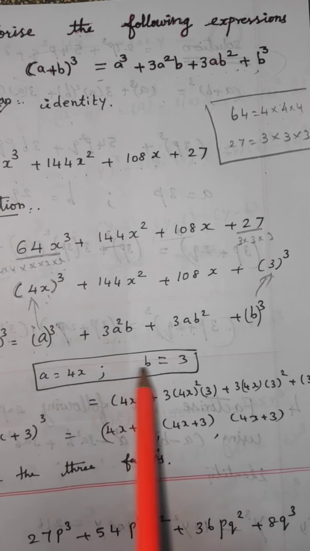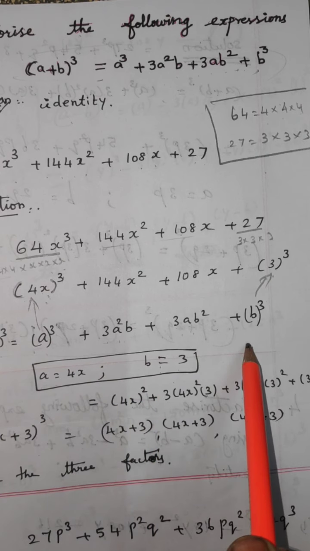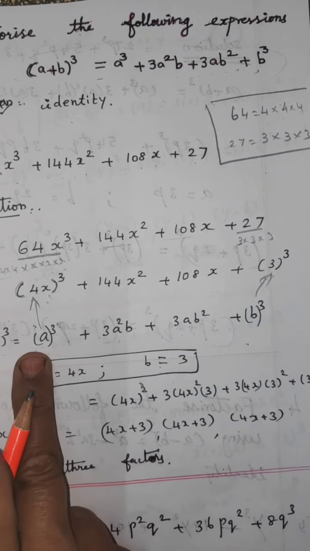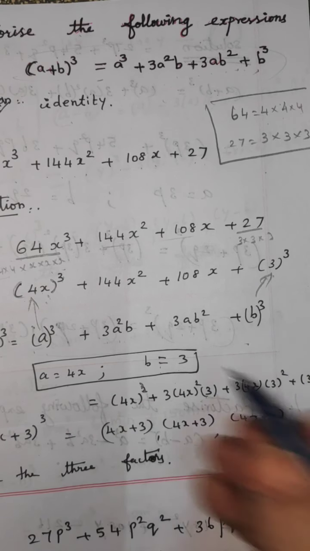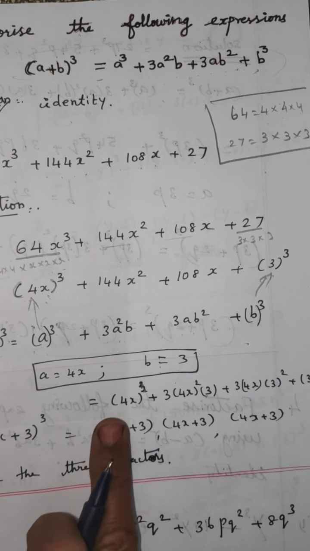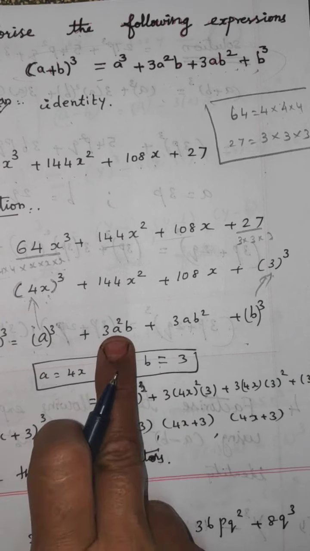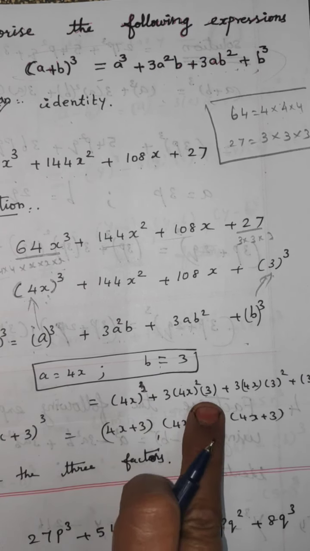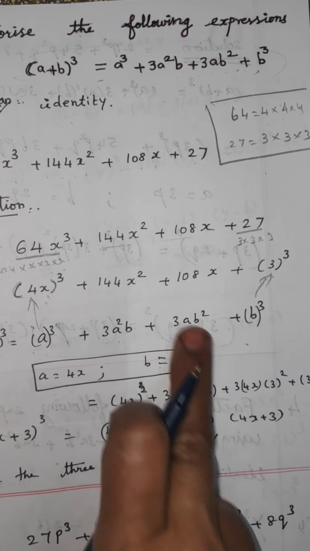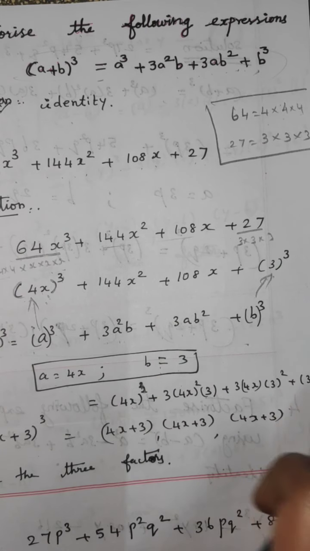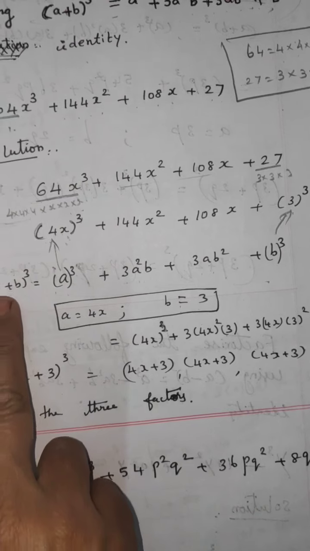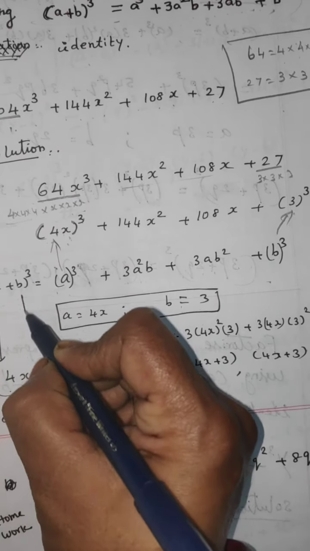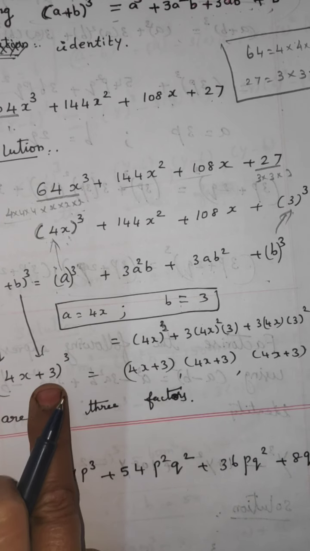Now substitute these two values in that formula. So 4x whole cube, for a you write 4x, 4x cube plus 3 into a squared, 4x whole squared, into b which is 3, plus 3 into 4x into 3 whole squared, plus 3 whole cube. Okay, now the answer: a plus b whole cube, for a what is the answer? 4x, for b, 3. 4x plus 3 whole cube.